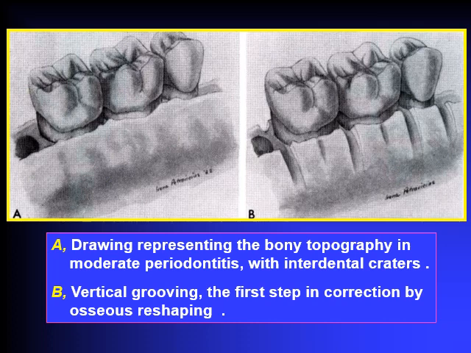So we make this vertical grooving in the interradicular areas. This is the vertical grooving. Okay, we notice here that it also treats the shallow crater, and we mentioned the indication of osteoplasty is the shallow or blunted crater. This is a shallow interdental crater.